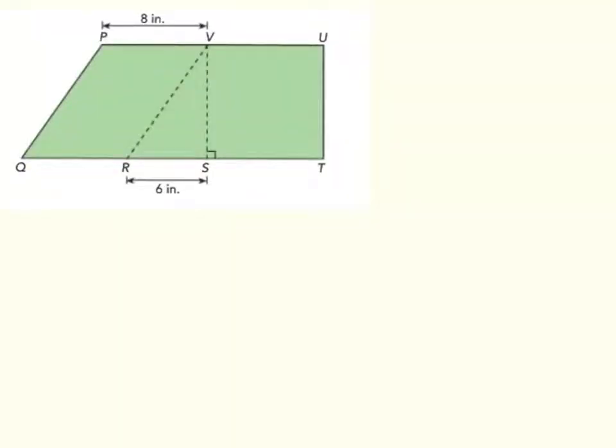In our next example, we'll be solving a problem involving a parallelogram, a triangle, and a rectangle. Trapezoid PQTU is made up of parallelogram PQRV, triangle VRS, and square VSTU. The area of the trapezoid PQSV is 99 square inches. Find the area of trapezoid PQTU.